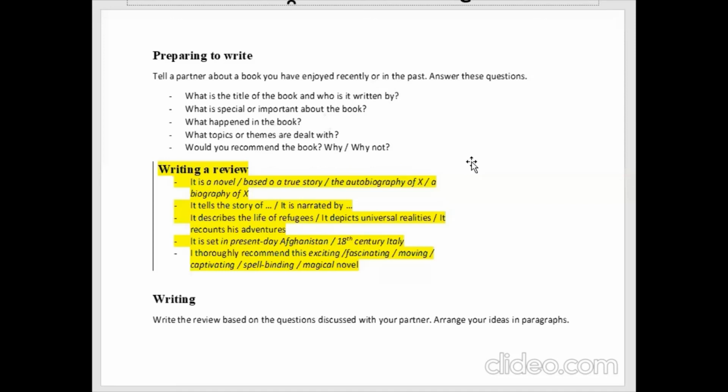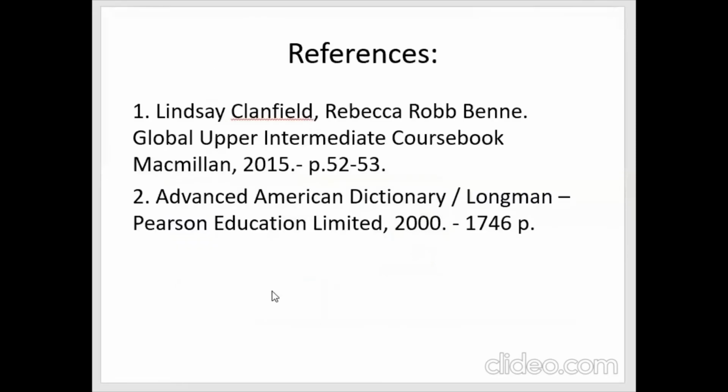For writing a review, you will need special phrases like it tells the story of, it is narrated by, it describes the life of refugees, it depicts universal realities, and so on. And now, following all these tips, following all these instructions, try to write the review based on the questions discussed with your partner. Try to arrange your ideas in paragraphs like it was in the model review.